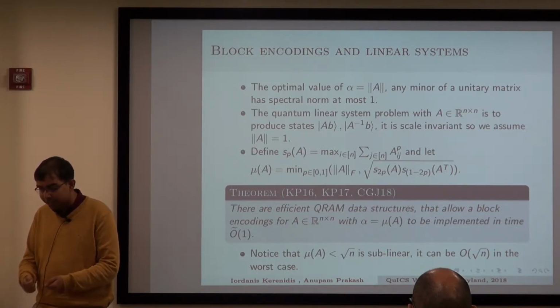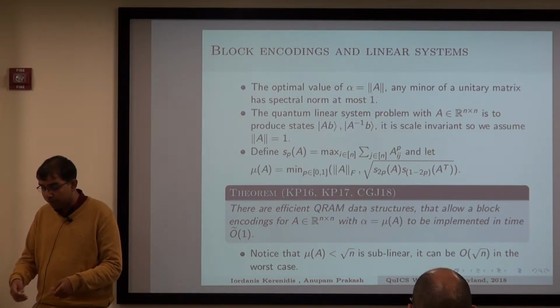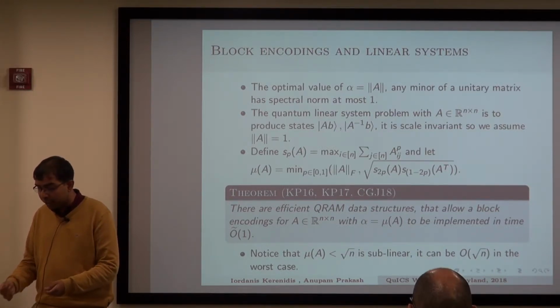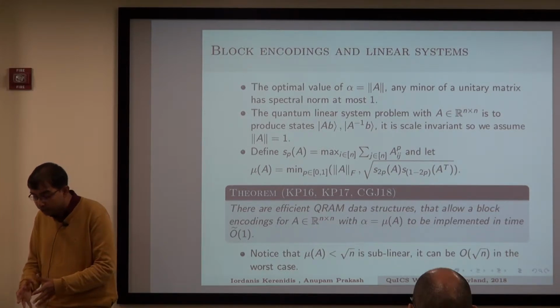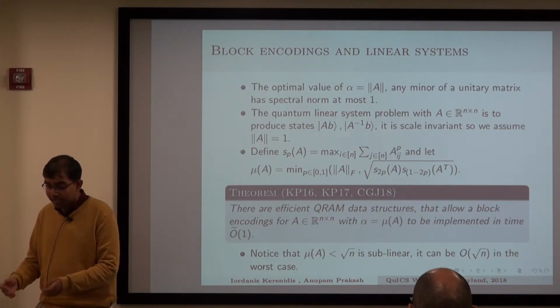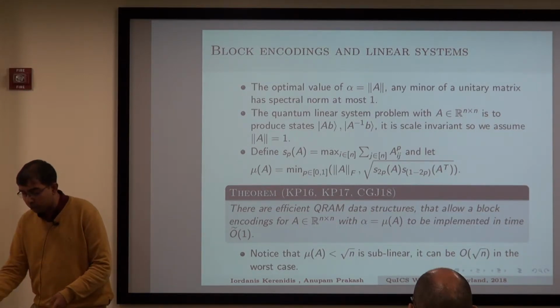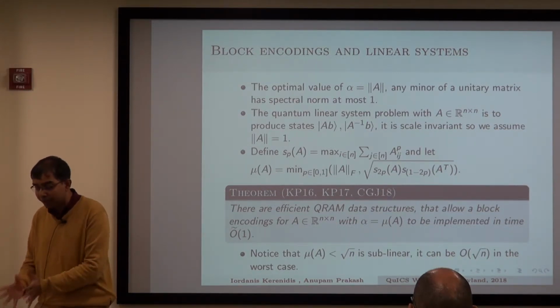So let's define a certain value mu A, like the parameter in the block encoding. This is what we can show: that there are efficient QRAM data structures that allow a block encoding for arbitrary matrices with alpha equal to mu A. So what is mu A? It is the minimum of the Frobenius norm and this weird-looking quantity, which can be thought of as the maximum L1 norm.